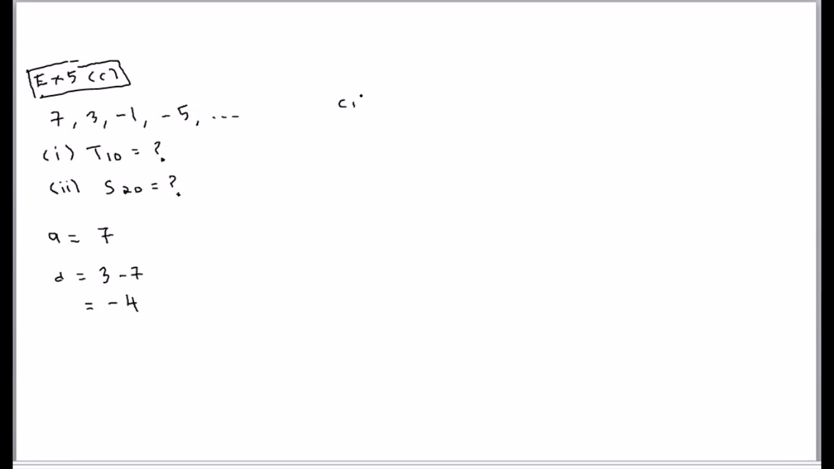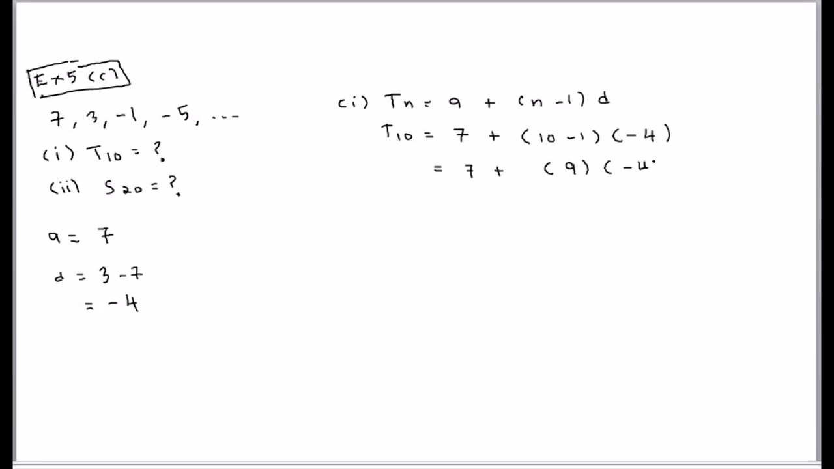Okay, let's solve the first question, T10. So we use Tn equals A plus n minus 1 D. We want to find T10. Substitute. Our A is 7 and our n is 10. Our D, negative 4. 7 plus 10 minus 1, 9, multiply by negative 4. Okay, use your calculator. 7 plus 9 multiply by negative 4, and you get negative 29.